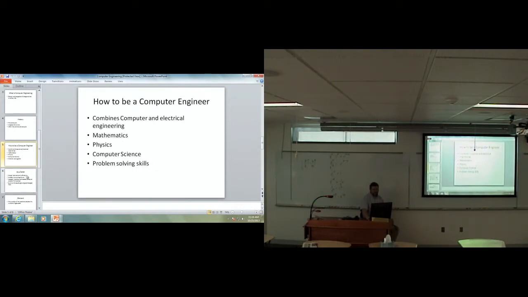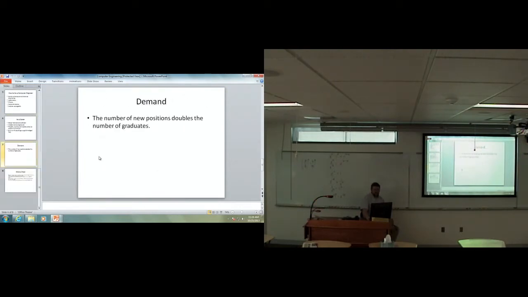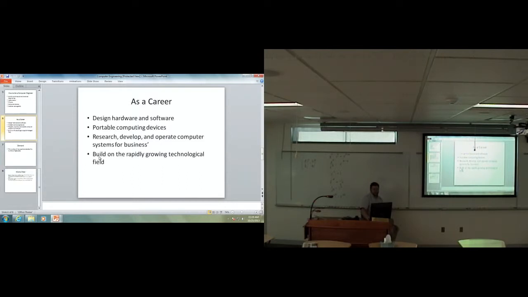And then he goes on to computer engineering as a career. Again, design hardware and software. That maybe goes on what a computer engineer does. Portable computing devices, researching, developing, sure. But they don't talk about one of the most important things here.